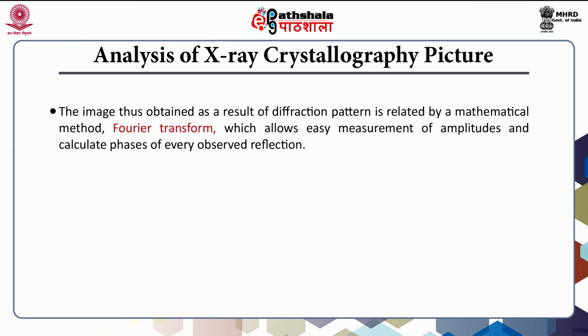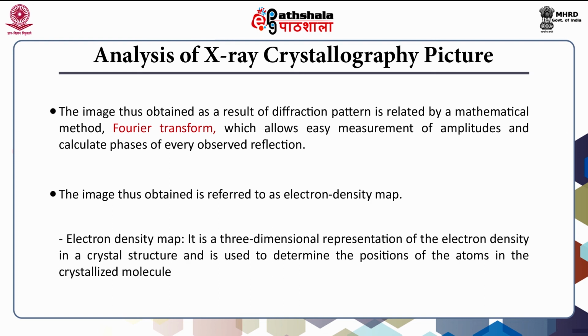and we can identify the protein structure. So, finally, the image obtained by the Fourier transform mathematical calculations by using the amplitude and calculated phases of each observed reflection, that is the electron density map. So, precisely, the electron density map is a three-dimensional graphical representation of where the electrons are most densely localized, and this electron density map is used to determine the positions of atoms in the crystallized molecule.